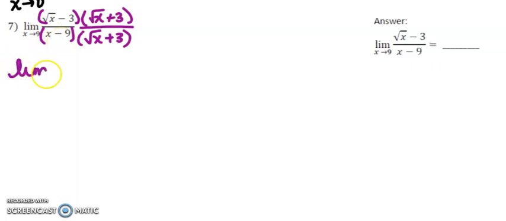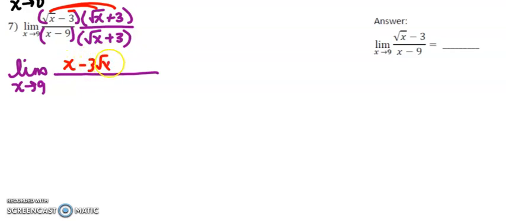So now what I'm going to have is the limit as x approaches 9 of, on the top, I multiplied by the conjugate of the numerator. So I'm actually going to do that first, outside, inside, last. And I'm going to end up with x minus 3 square root of x plus 3 square root of x minus 9. And then this is all over, I'm going to leave these as they were, x minus 9 and the square root of x plus 3, for a couple reasons.